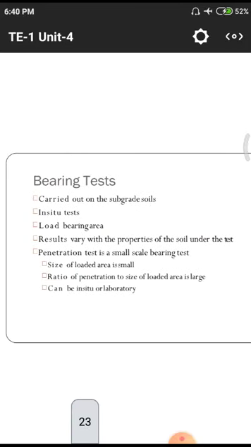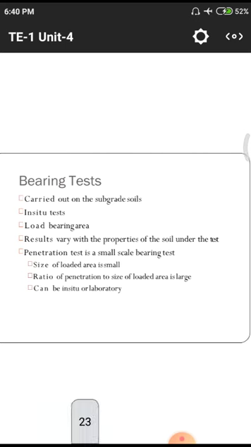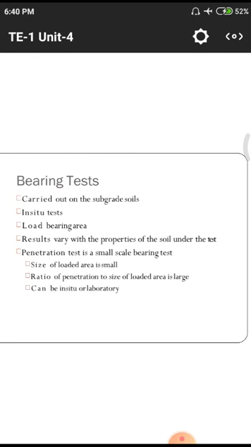Next we have the bearing tests. First the shear test, then the bearing test, then the compressibility tests. The bearing test is also carried out on subgrade soils. Subgrade means we are not collecting the soil sample from the upper layers. We need to dig some quantity of soil strata and then collect the soil samples. Those soil samples are subgrade.